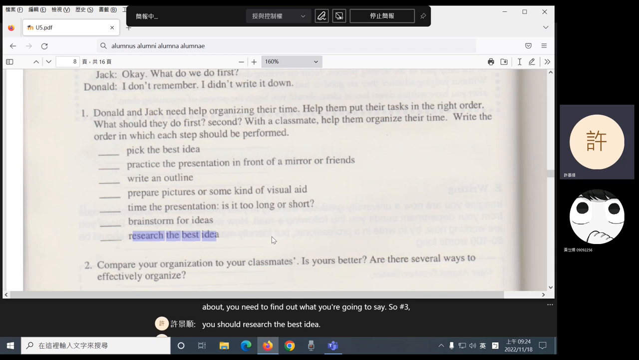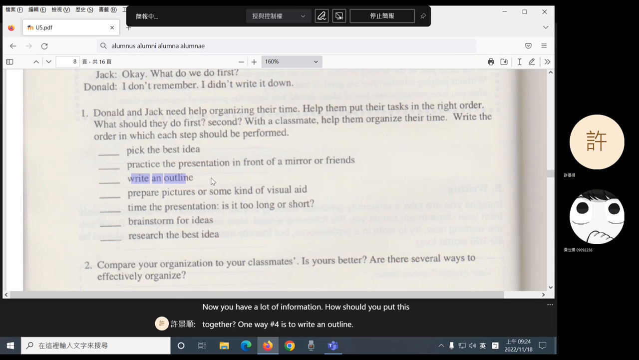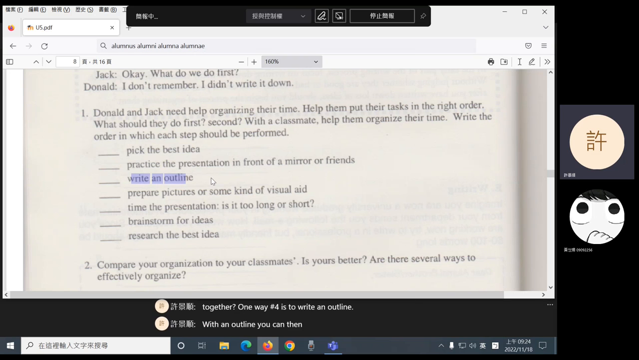Now you have a lot of information. How should you put this together? One way, number four, is to write an outline. With an outline, you can then write out your presentation. And once you have written down your presentation, you need to find out how much time it will take. So number five, you should time your presentation.